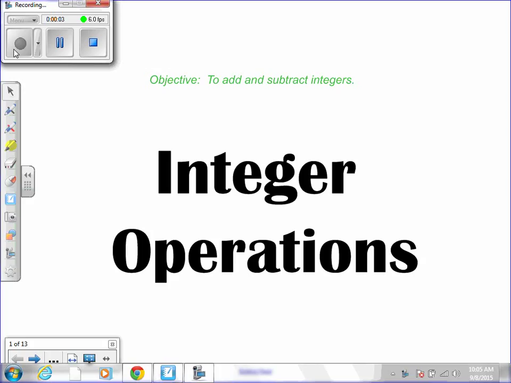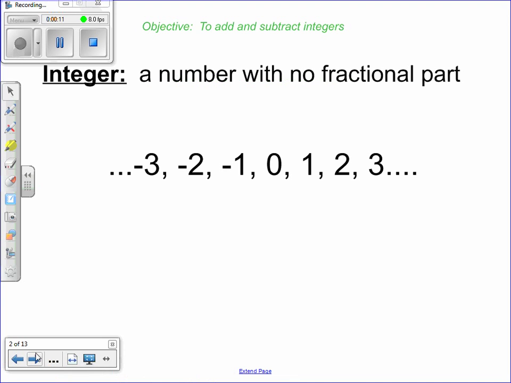Alright, our goal with this video is to review adding and subtracting integers and to understand why we're doing what we're doing. Okay, so first, quick review of integers. Integers are any numbers with no fractional part. So integers are not numbers with decimals, and they are not numbers with fraction parts.